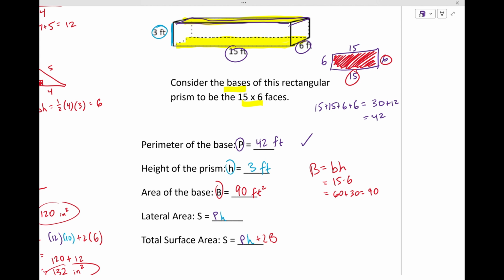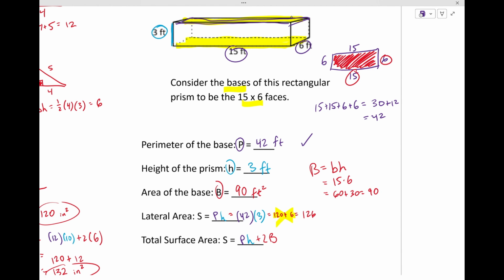We have all of our ingredients. We have P, we have H, we have B. We're just going to put it together. P times H, 42 times 3. That's going to give us, let's see, 120 plus 6. I believe it's going to be 126. Okay, this is just how I do math in my head. You don't have to write that step. Not necessary if you have a calculator.